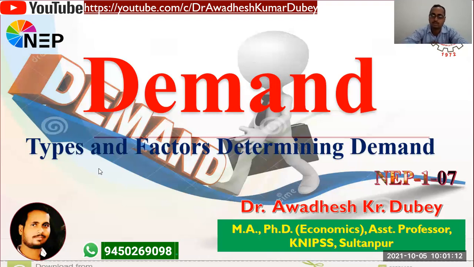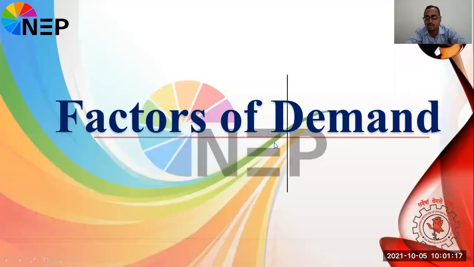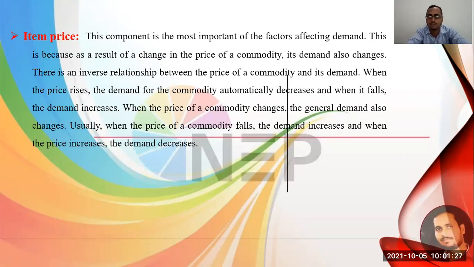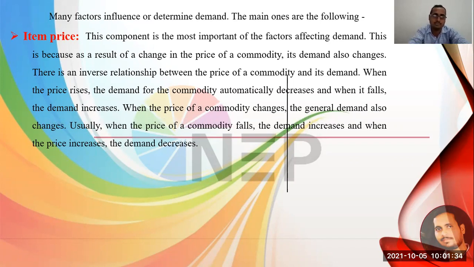So students, now we start our lecture, and that is the factors of demand. What are the basic factors playing an important role in demand? First, we can say the item prices. This is the most important factor affecting the demand. Item price means the price at which the commodities are available. So this is the first essential part of what affects the demand.